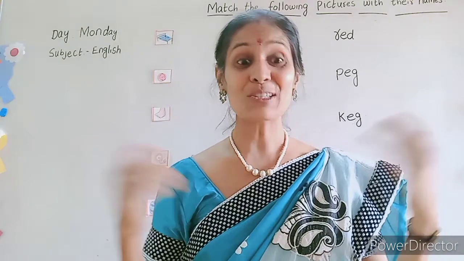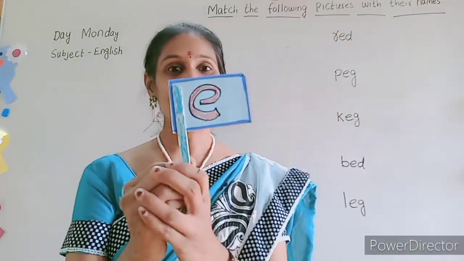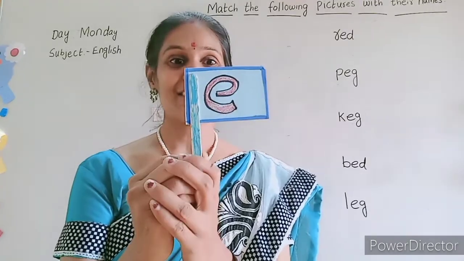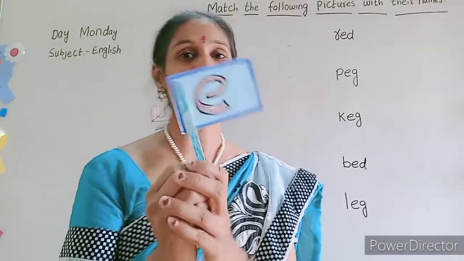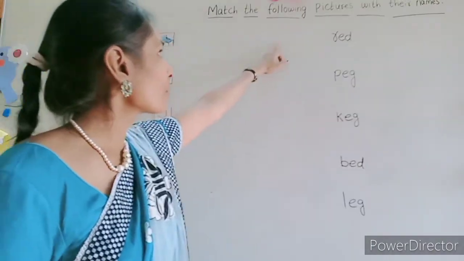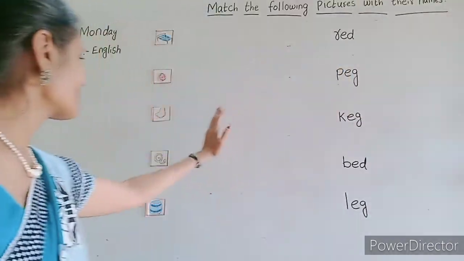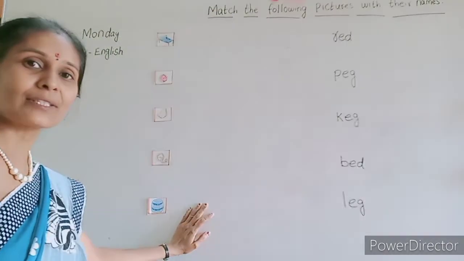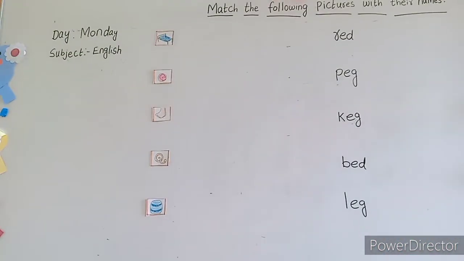Oh yes, look at here who I came to meet you all. Vowel E. Which alphabet is this? Vowel E. Okay. So what we have to do today is match the following pictures with their names. Miss had stuck pictures here already, and here are some spellings also.